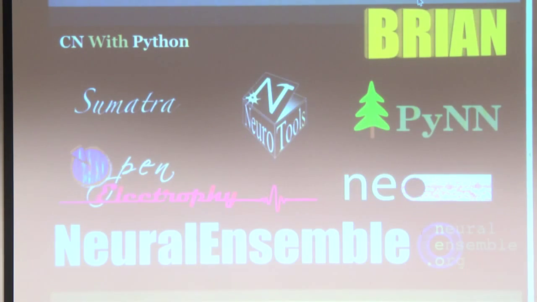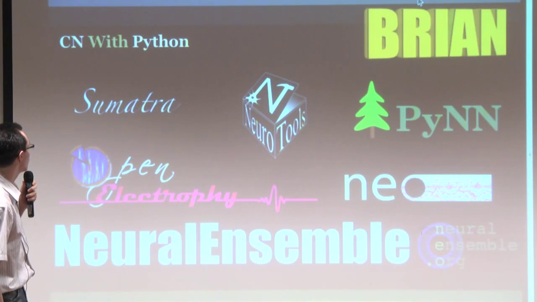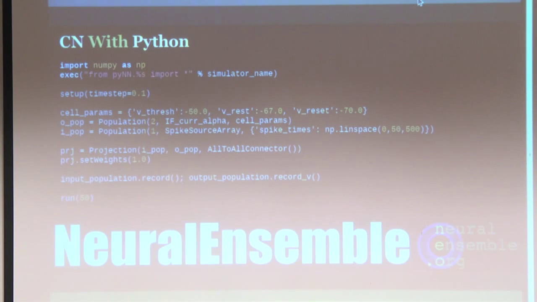So there are tools to manage electrophysiological recordings, OpenElectrophy or NEO. There are tools to manage projects, in general, projects in neuroscience. And there are tools for simulation, like Brian, which is their own simulator, or PyNN. So PyNN is interesting. I'm going to talk about PyNN, which is an abstraction layer for a variety of neural simulators. So here's a minimal example of a simulation using PyNN.